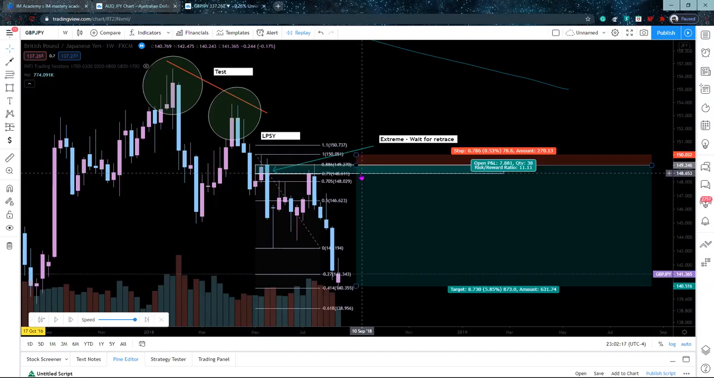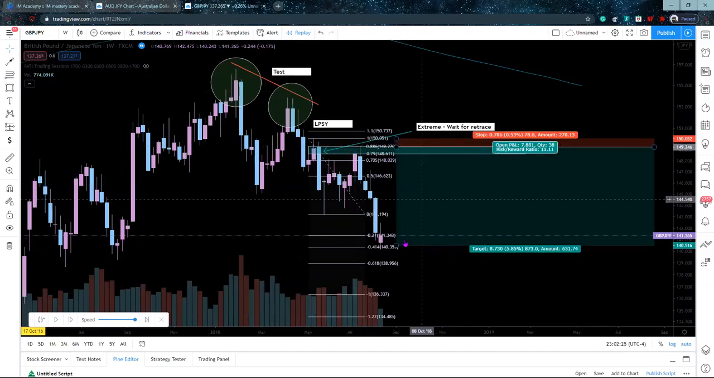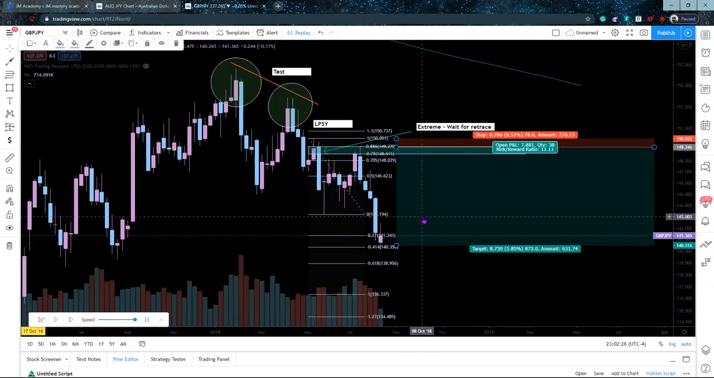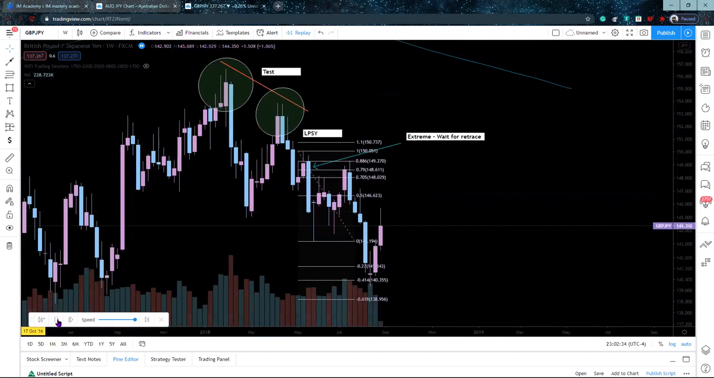I'm about to hit US 30 tomorrow, man. Now, let's watch how price reacts here, okay? This position was already hit TP, so we can mark that as a win, okay? We already marked that as a win. Cool. Now let's watch for our next entry. It already started to retrace.